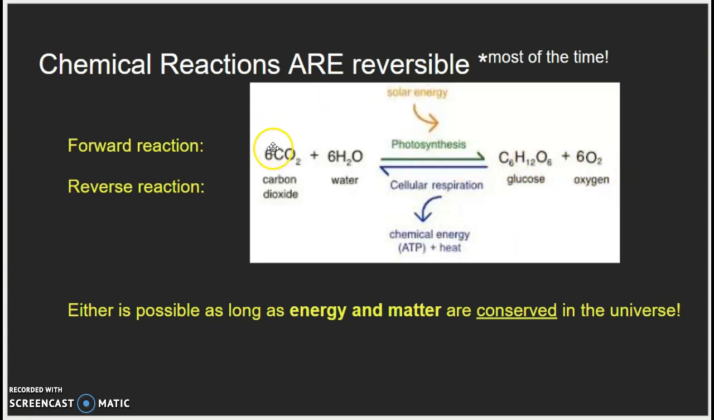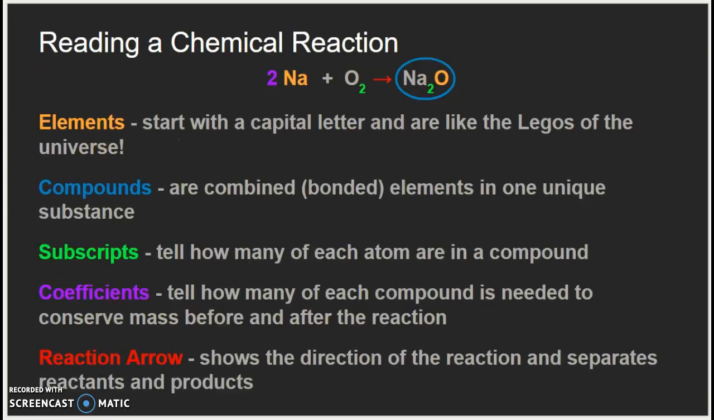And we have the same amount of carbons, oxygens, and hydrogens on the left side of the reaction as we do on the right side. And the same thing is true when we go in the other direction. Instead of energy coming from somewhere else, in this direction the energy is released out, and that's why we see energy coming out. So both are possible.